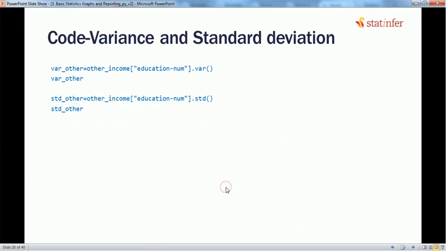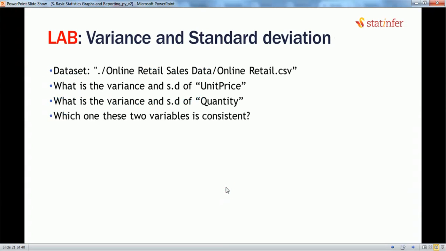So this is how we have calculated the variance and standard deviation in Python. Next would be left for you. You have to calculate the variance and standard deviation of these three quantities in the online retail data set.